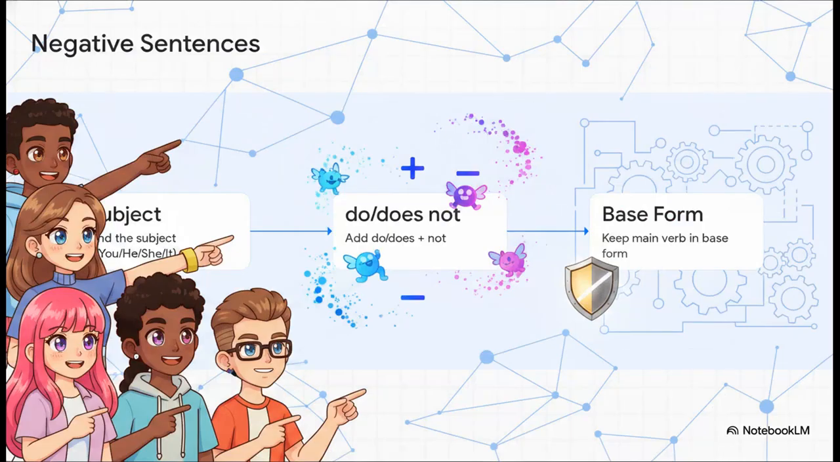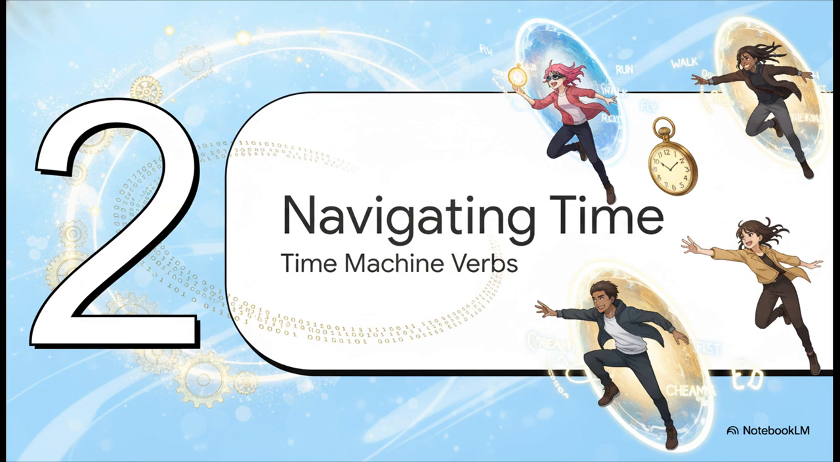And this right here perfectly illustrates that math-like structure of grammar. It's a clean, totally satisfying step-by-step equation to make any main verb sentence negative. Step 1, find your subject. Step 2, add do not for I, you, we, they, or does not for he, she, it. Step 3, keep the main verb in its absolute base form. If you follow this exact sequence, you will literally never make a mistake with a negative sentence. It's a bulletproof formula. Moving right along to Section 2, navigating through time.